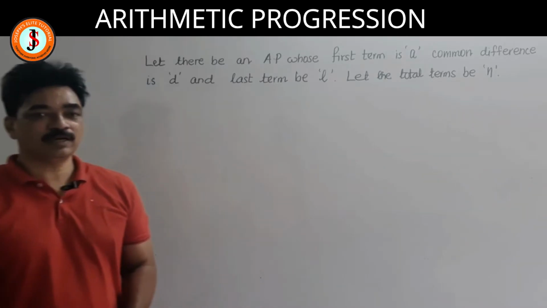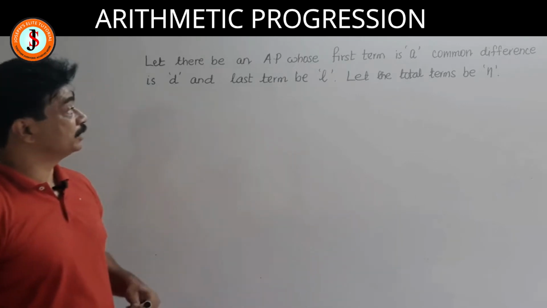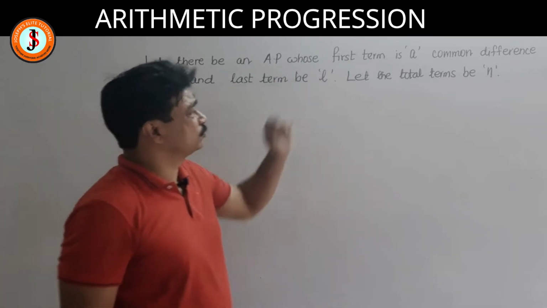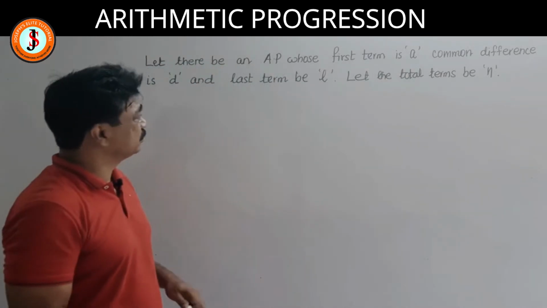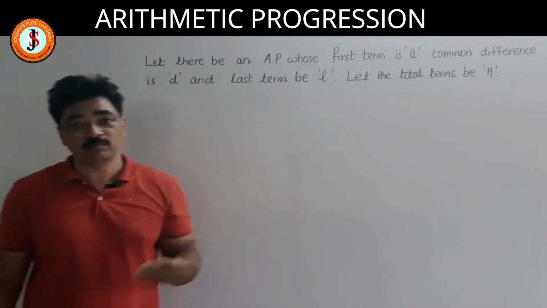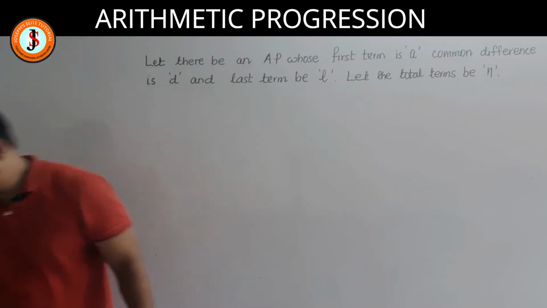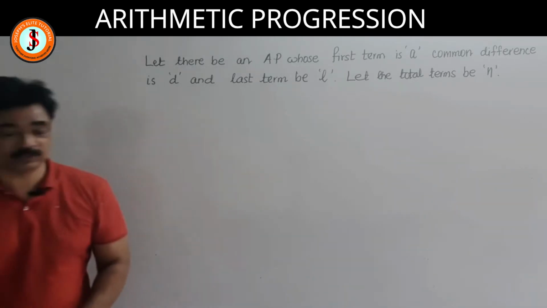So students, here we are to find out the sum of n terms of an AP. Now let there be an AP whose first term is A, common difference is D and last term is L, and let the total number of terms be n. So how do we write the AP? We write the first term first.